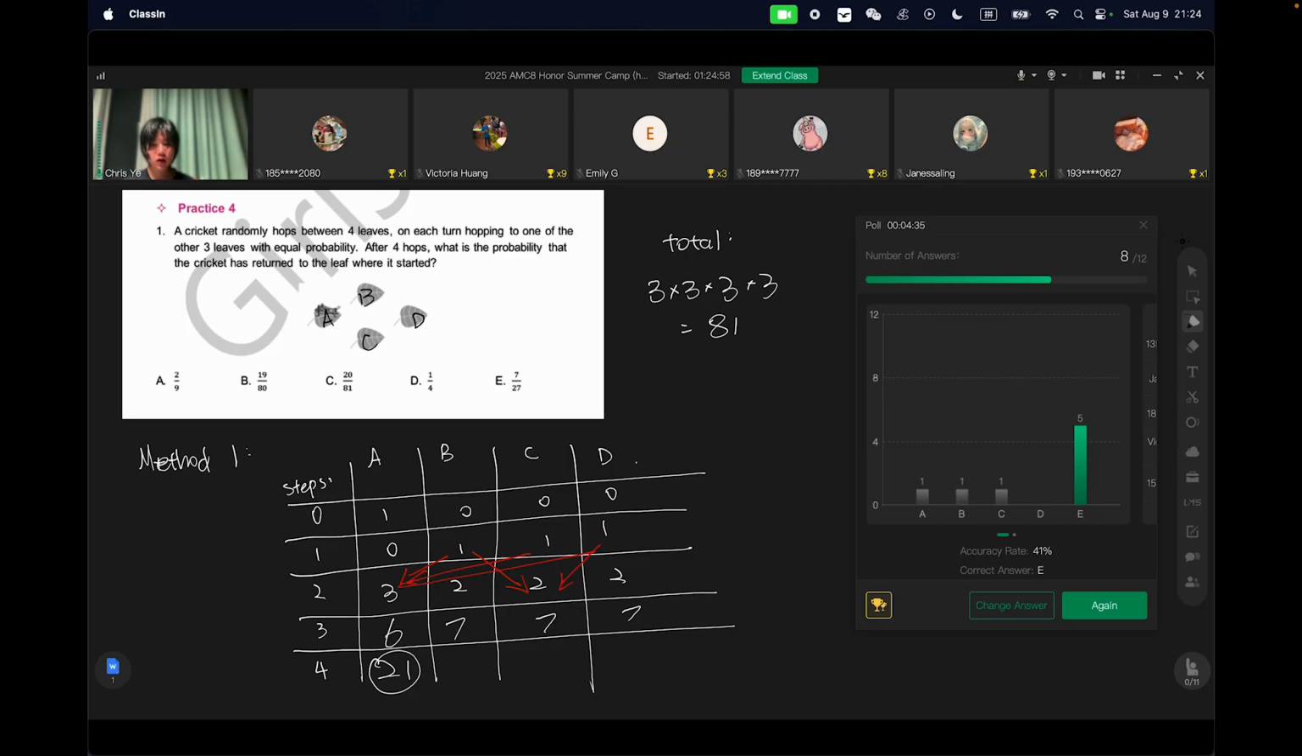And in total, there are 3 times 3 times 3 times 3 equals 81 possible outcomes at the end, because there are 4 leaves, and for each one there are 3 steps for the cricket to jump on it. So therefore the answer is going to be 21 out of 81, which is also 7 out of 27.